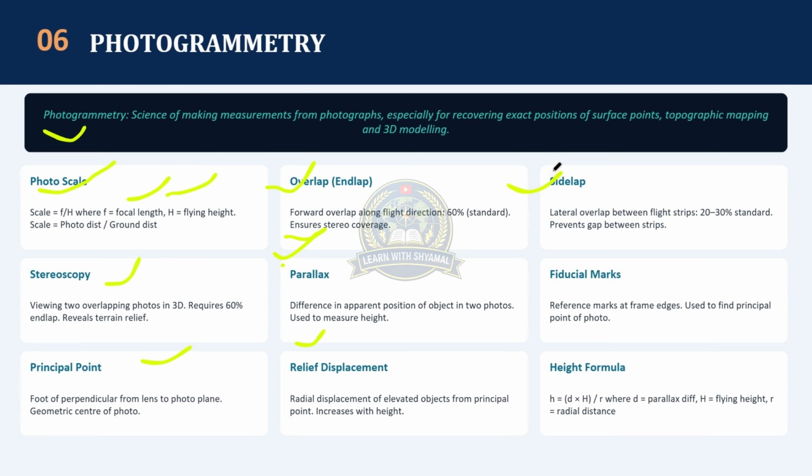Side lap: lateral overlap between flight strips, 20 to 30% standard, prevents gaps between strips. Fiducial marks: reference marks at frame edge used to find principal point of photo. Height formula: h is equal to d multiplied by H divided by r, where d is equal to parallax difference, H is equal to flying height, and r is equal to radial distance.